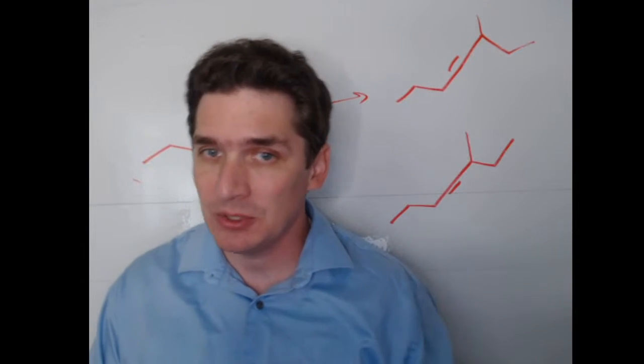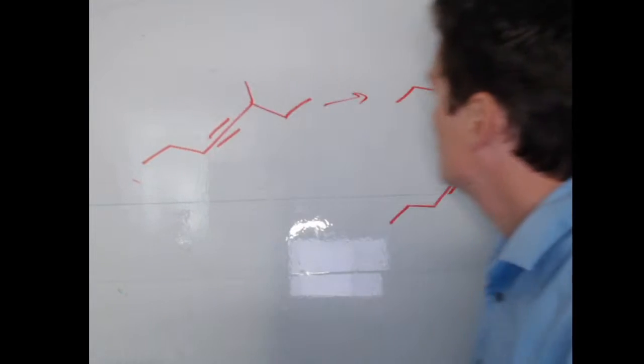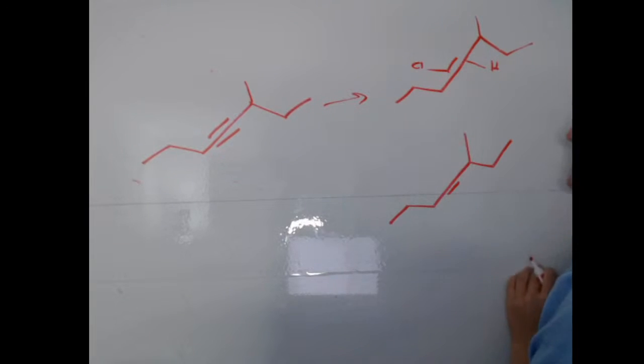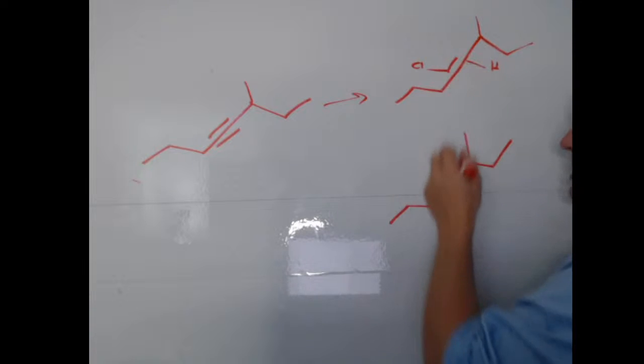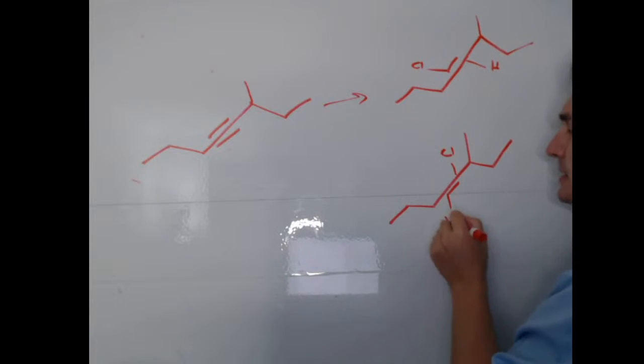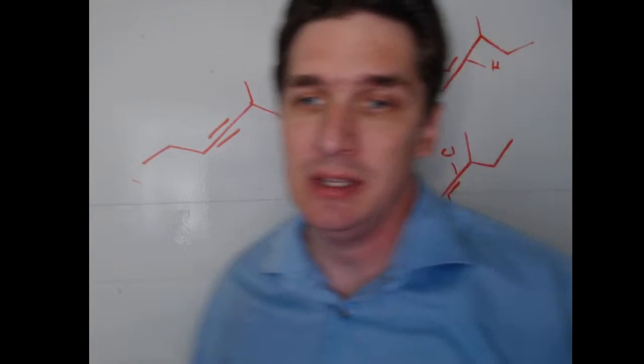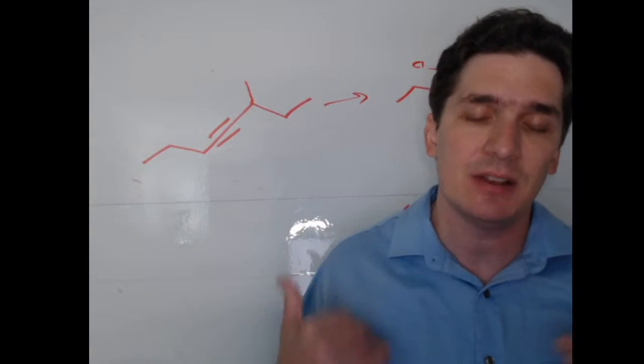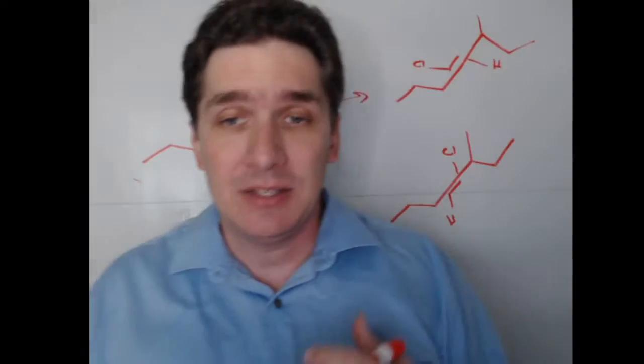We don't have a terminal alkyne here. So we're going to get one where the Cl adds to this first carbon and one where the Cl adds to the second. That's what the key is showing you, where the H and the Cl are trans to one another. They have to be that way because of how the addition works. But it adds to both.